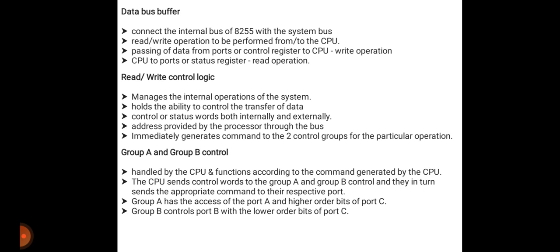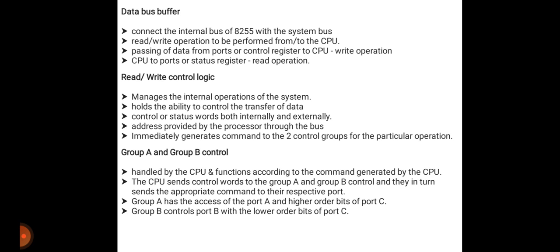So in the write operation it passes the data from the ports to the control register, and in the read operation it passes data from the CPU to the ports or status register. So this is the function of the data bus buffer. The next one is the read write control logic.